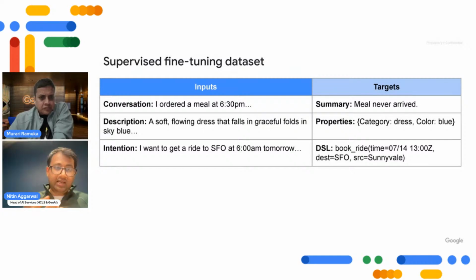One of the common things is that for this kind of fine tuning data set, say the conversation is: I ordered a meal at 6:30, and these things happened, and my meal never arrived. So the summary is that the meal never arrived. The inputs versus the targets, that's exactly what we should be focusing on: this is the input, this is the output. Input and output change based on how you tune a model: adapter versus distillation versus RLHF.